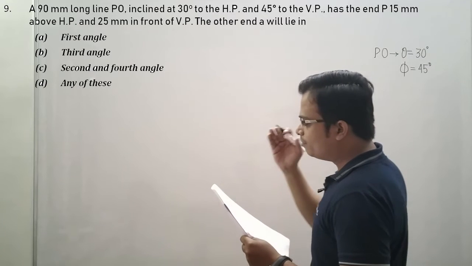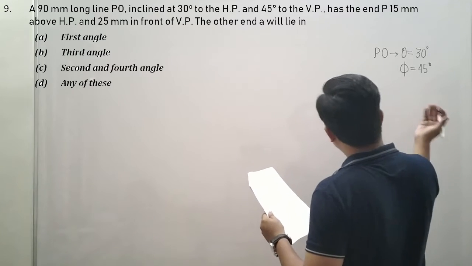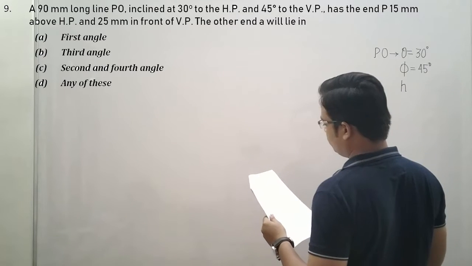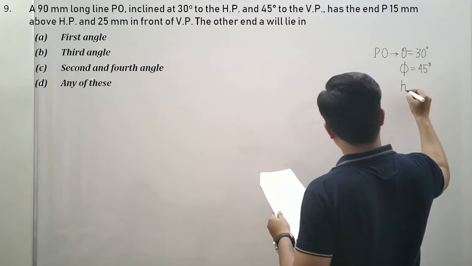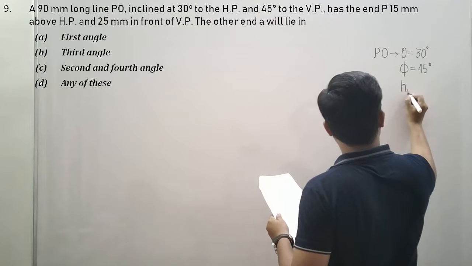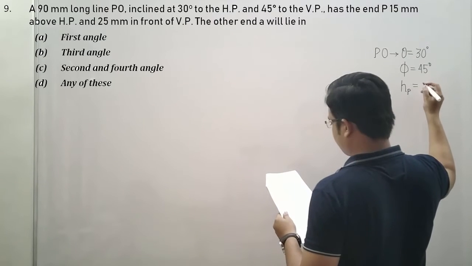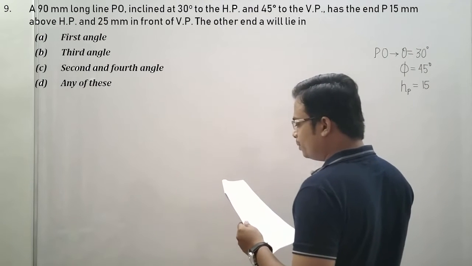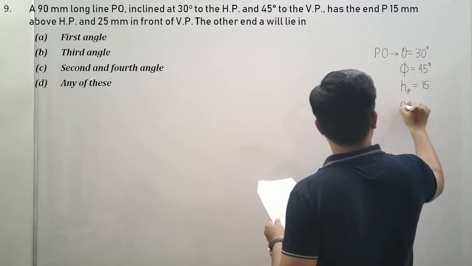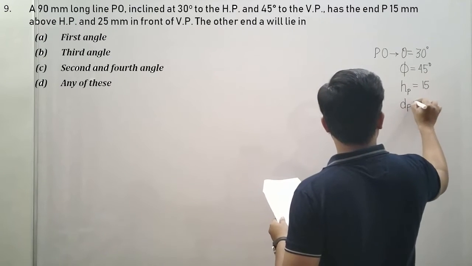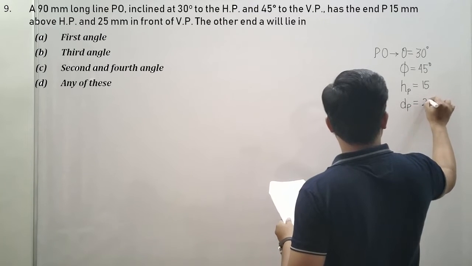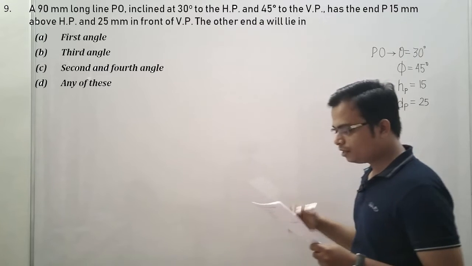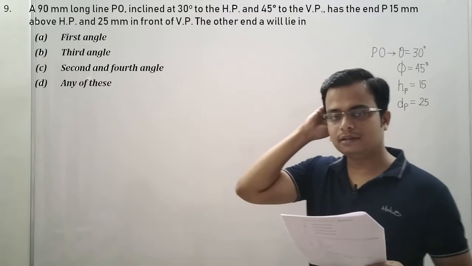Has its end P 15 mm above the HP. So any distance associated with HP is denoted by small h. So for endpoint P, this distance has been given as 15, fine, and 25 mm in front of VP. DP, distance from vertical plane, is equal to how much? 25. Now, both these distances are in millimeters. The other end will lie in.